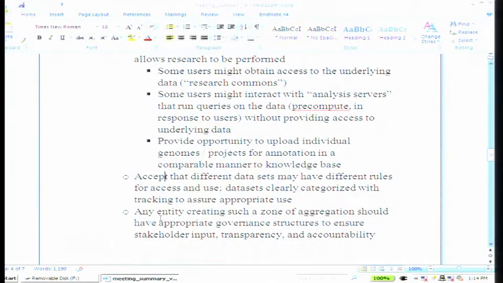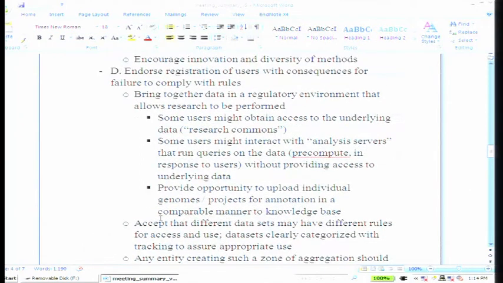And finally, I think, endorsing registration of users with consequences for failure to comply with the relevant rules. So bringing together data in a regulatory environment that allows research to be informed. Some users might use this in the context of a research commons. Others might use it in the context of an analysis server, providing opportunity to upload individual genomes and projects for annotation in a manner comparable to a knowledge base.